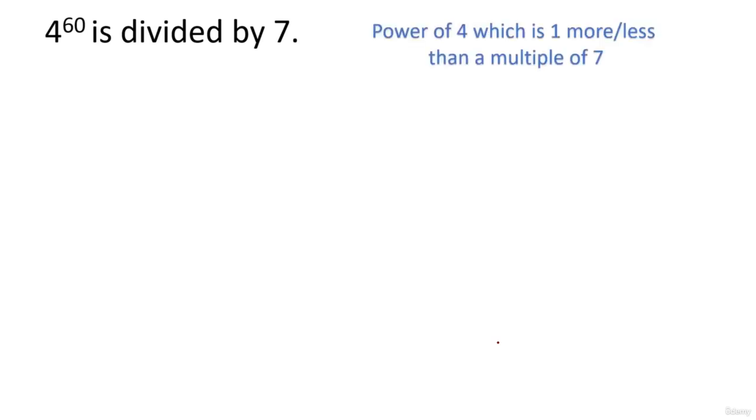Okay, so this is an altogether new question. 4 power 60 when divided by 7. Okay, now look, this is a typical remainder theorem based question, guys. And there is a very typical way to solve this question, I'll tell you that. By this method you can solve the majority of remainder theorem based questions. So we first start by finding out the power of 4 which is either one more or one less than a multiple of 7.